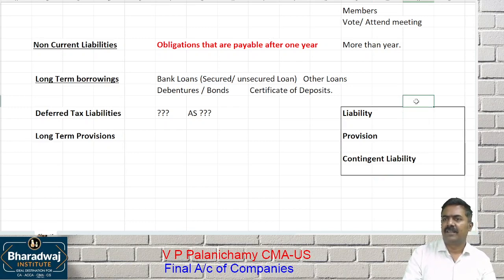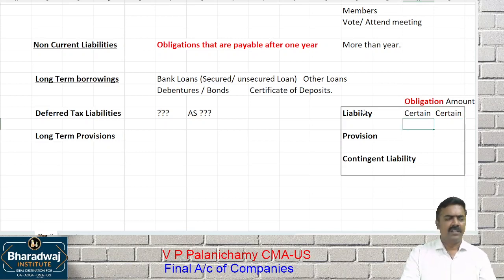Liabilities are obligations that are payable and the amount is also certain. Two things: one is the obligation, then the amount, the money. Clear? If the obligation is certain and the amount is also certain, that is called a liability. I borrowed 1 crore from her. Should I pay? Yes. The obligation is yes, and the amount is also 1 crore. That is called a liability.